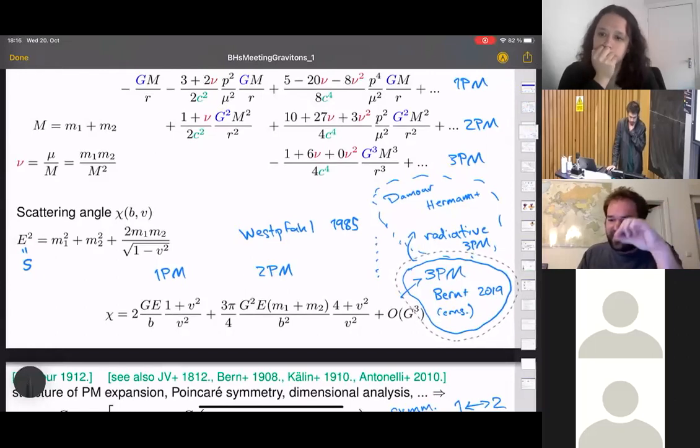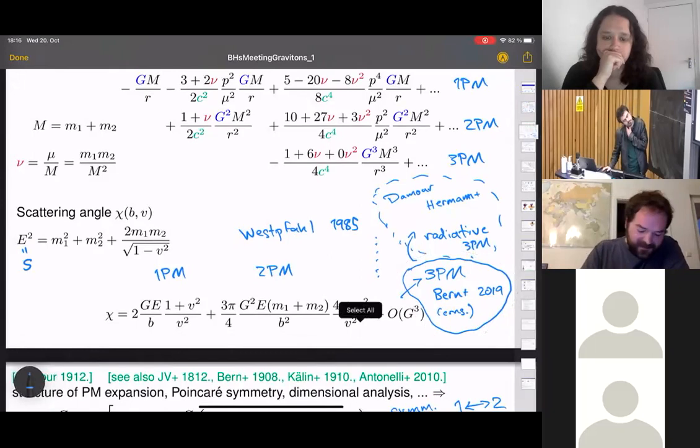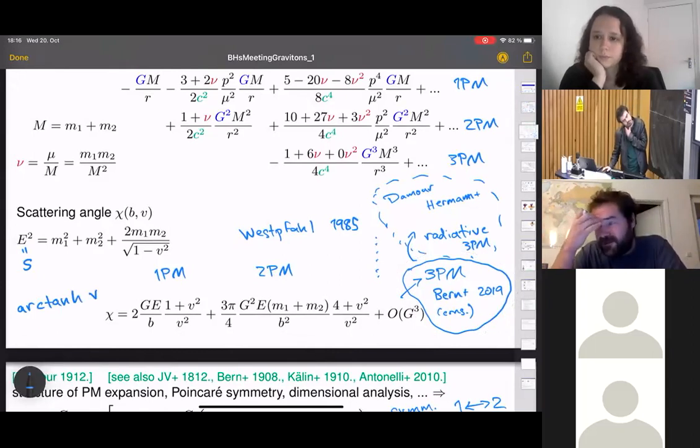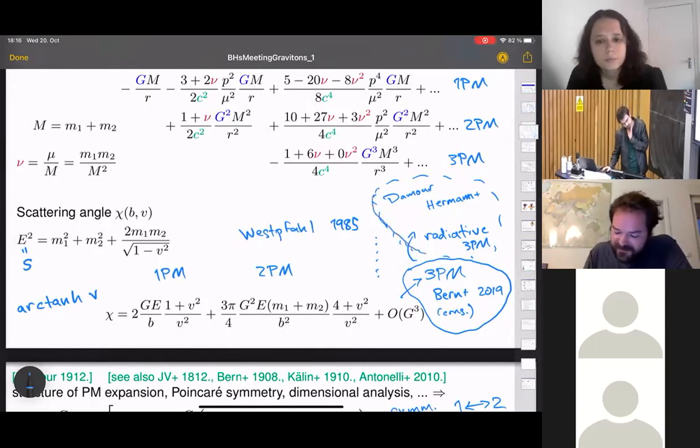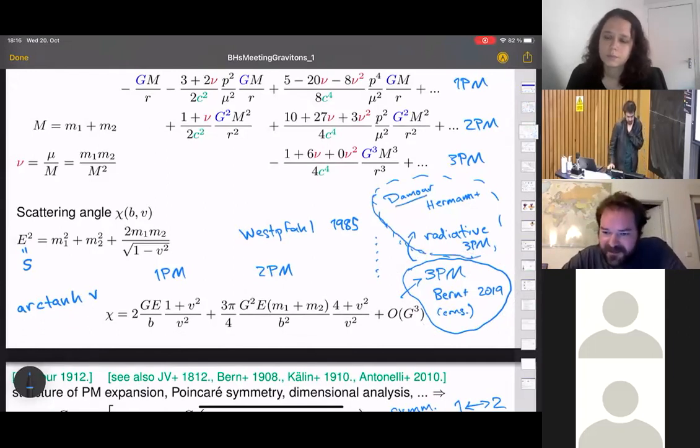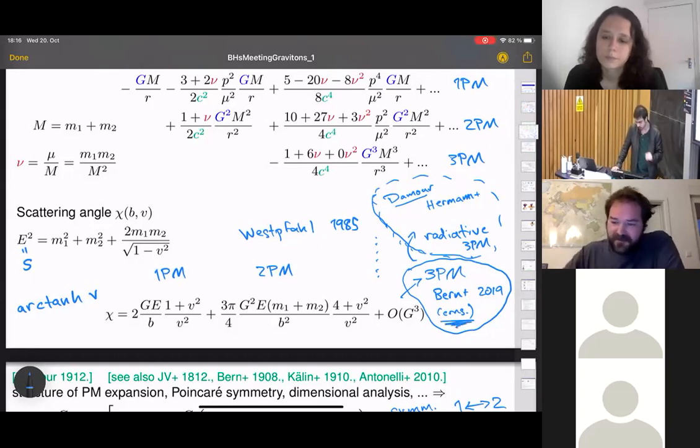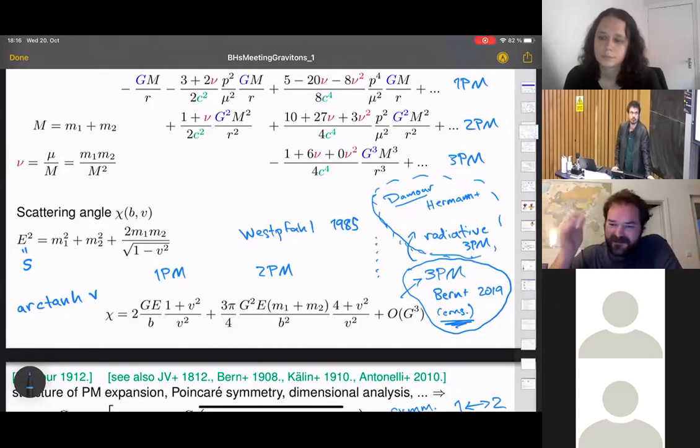If you took V goes to 1 in their conservative 3PM scattering angle expression, it blew up. It had a logarithmic divergence, which famously goes like arctanh of V, the inverse hyperbolic tangent, which is the rapidity. And it blew up in the ultra-relativistic limit due to that feature. It was first de Moor who pointed out that it's because that was the conservative part alone, and what physically makes sense is the full conservative plus radiative. If you add the radiative part, it cancels that divergence, and the full scattering angle at the third order in G is also finite in the ultra-relativistic, or massless, limit.